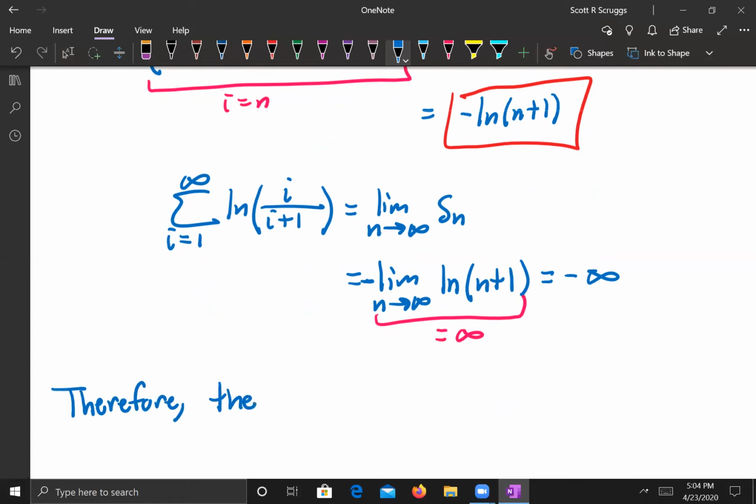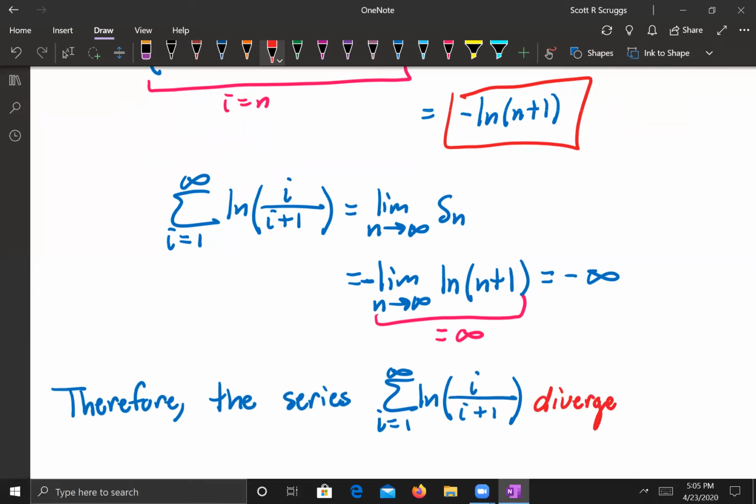So my conclusion is therefore the series sum from i going from 1 to infinity of natural log of i over i plus 1, I concluded that that diverges. And if you had to justify why, by definition of a series, I show that yes, it diverges.